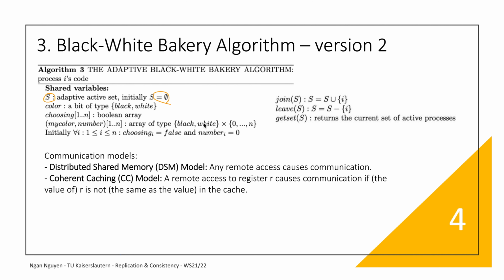But please note that we have two communication models which have different definitions of remote access. For the first one, the distributed shared memory model, any remote access causes communication. And for the second one, the coherent caching model, a remote access to register R causes communication if the value of R is not the same as the value in the cache. And this version of the black-white bakery algorithm is only adaptive for the coherent caching model.